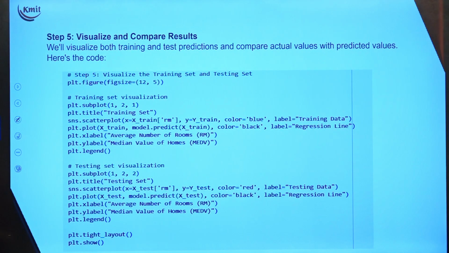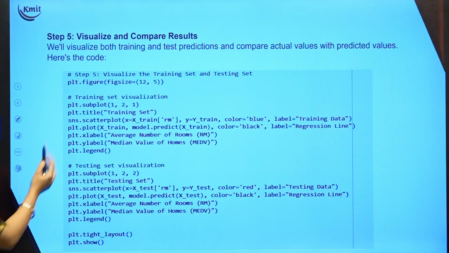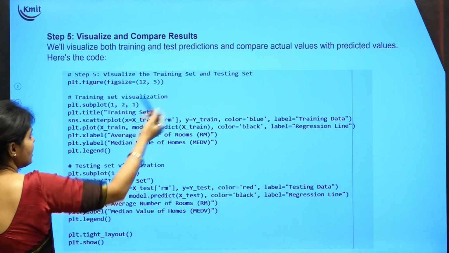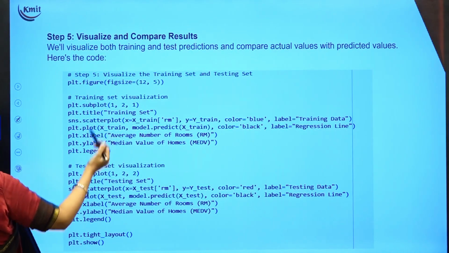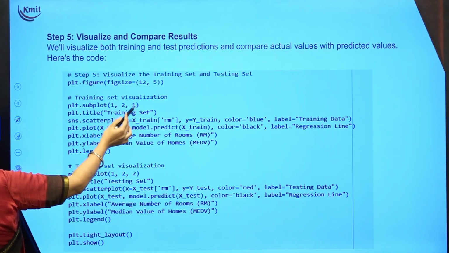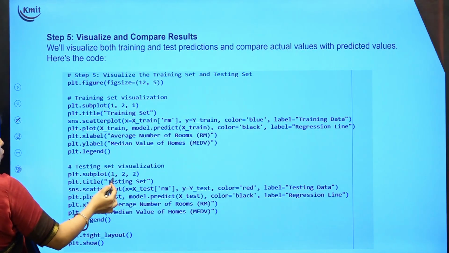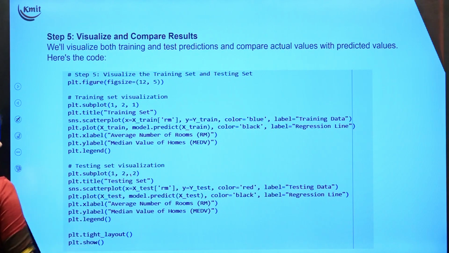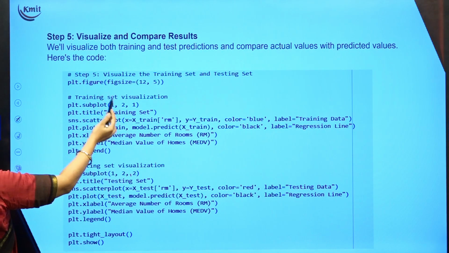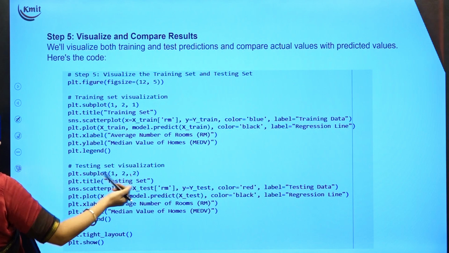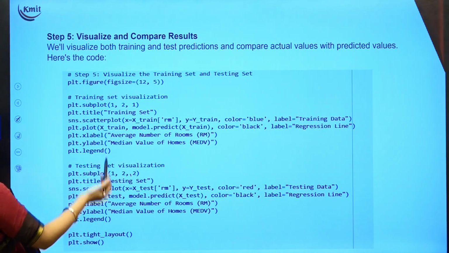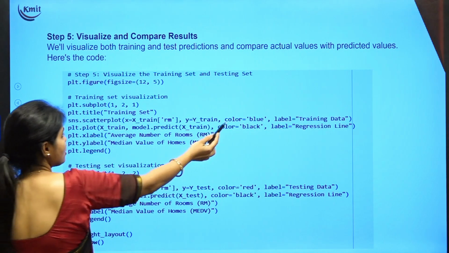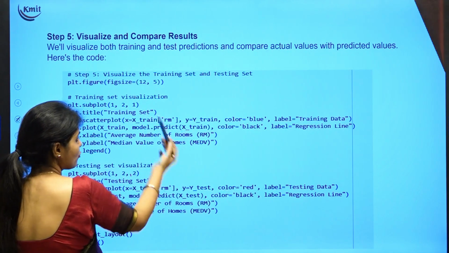Once I am done with this, I'll try to evaluate and compare the results. So for evaluating, I want to visualize both training data and test data. So I am taking a subplot where I am taking 1 row 2 columns. In the first figure I want training data, in the second figure I want test data. I'm using different color codings here. I'm using blue color for training data, red color for testing data.